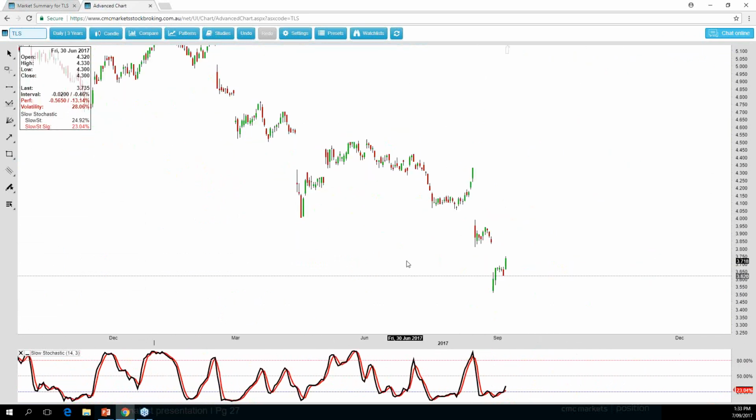At the moment, we've seen it gapping around. Basically, it's in this downtrend. It is rallying at the moment, so it is making higher highs and higher lows, but that's looking like a correction against an ongoing downtrend.